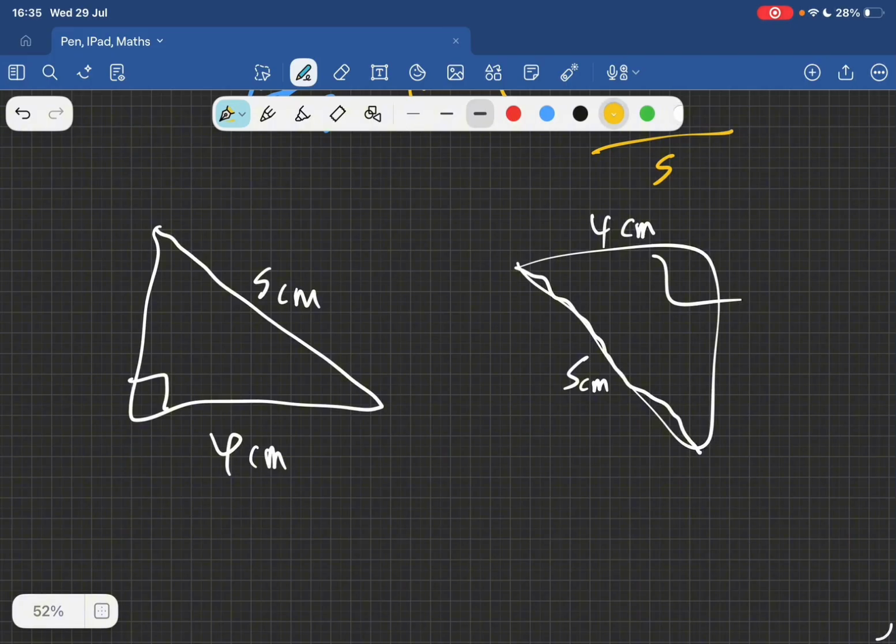And this isn't something you need to memorize, right? Because we know Pythagoras' theorem. We know that we can find out our last length.